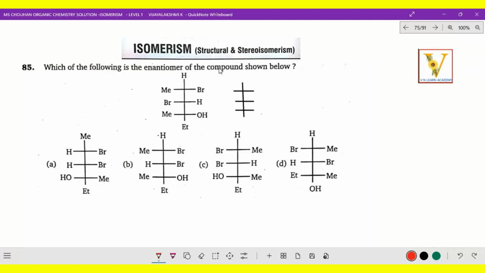Find the enantiomer of the compound shown below. Here they have given one compound, and for that we have to find the non-superimposable mirror image in these options. Before that, we have to check the chiral carbons. Yes, there are 3 chiral carbons. In the first chiral carbon, there is a small interchange, because it has to follow priority order. So here hydrogen, bromine, and methyl group will change, so there will be interchanges. So I just put it like this.